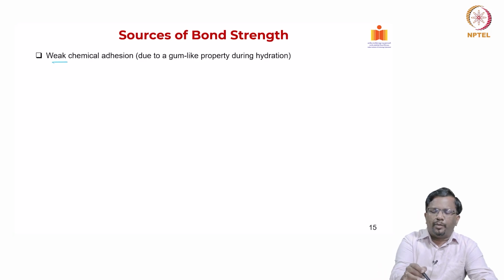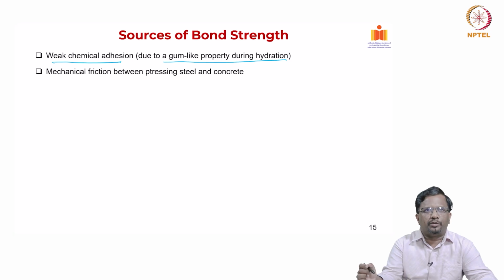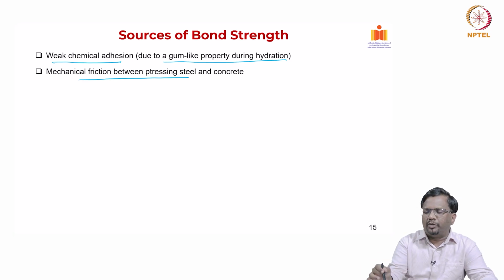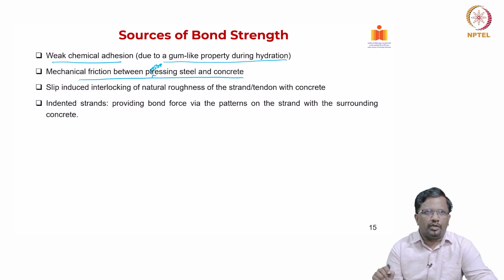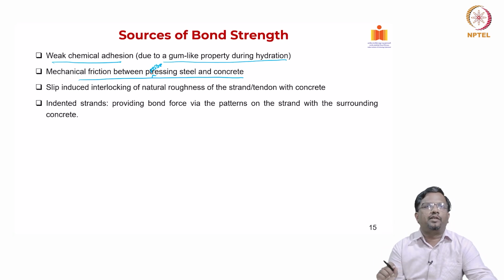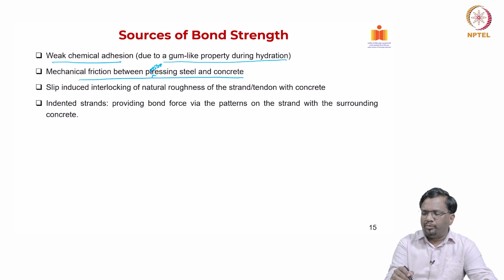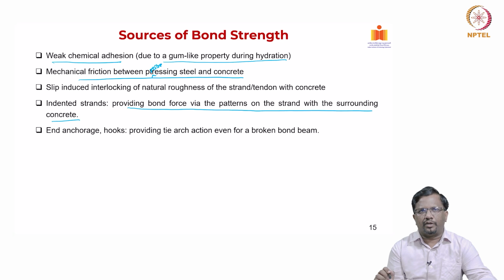Now, again we have discussed what are the sources of bond strength. There is going to be a weak chemical adhesion, a gum-like property that will form during the hydration process. Again, mechanical friction between the pre-stressing steel and the concrete, and slip-induced interlocking of the natural roughness of the strand or tendon with the concrete, and indented strands. Indentation means some patterns are created on the surface purposefully to increase the bond. So, that provides bond force via patterns on the strand that develops a good bond with the surrounding concrete.